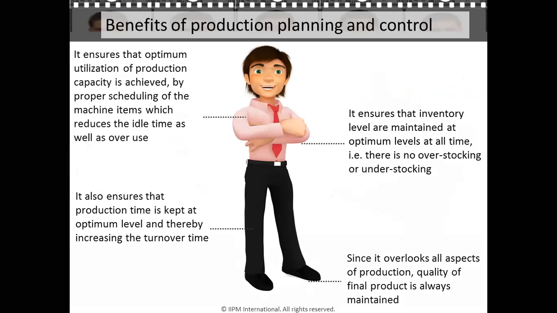Now, what are the benefits of production planning and control? It ensures that optimal utilization of production capacity is achieved by proper scheduling of the machine items, which reduces the idle time as well as overuse. It ensures that inventory levels are maintained at optimum levels at all times. That is, there is no overstocking or understocking. It also ensures that production time is kept at optimal level and thereby increasing the turnover time. So since it overlooks all aspects of production, quality of the final product is always maintained.